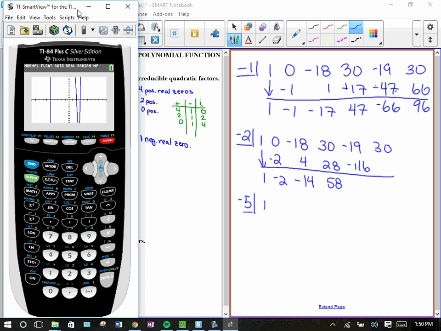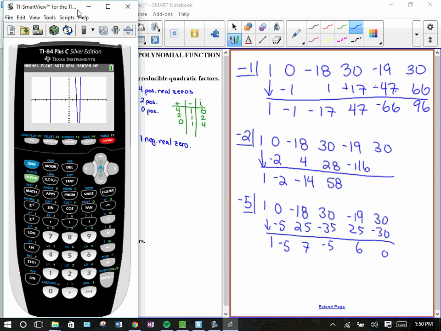So we're going to have 1, 0, negative 18. Someone have their calculator ready for any multiplication. Bring the 1 down, that's going to be negative 5, that's going to be 25, that's going to be 7, that's going to be negative 35, that's going to be negative 5, that's going to be 25, that's going to be 6, that's going to be negative 4. Oh, that was wrong.